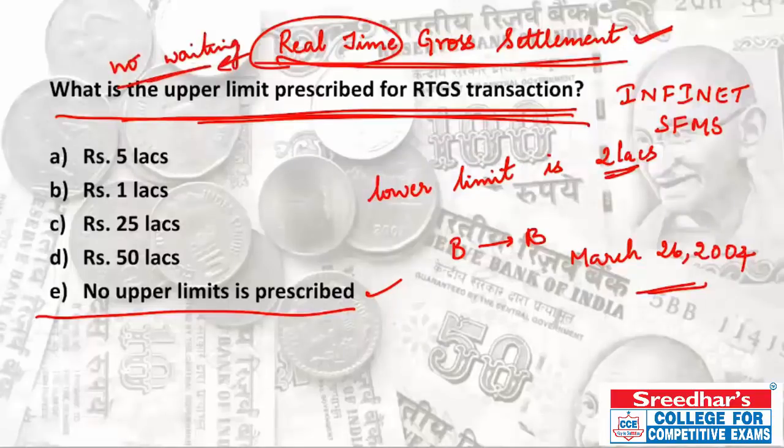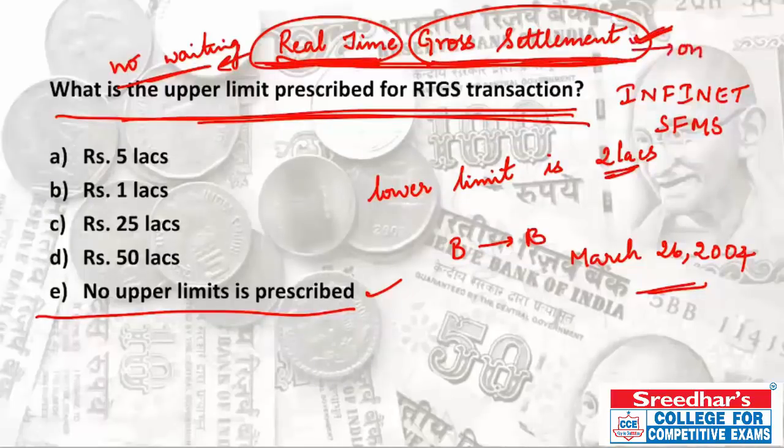What is gross settlement here? Gross settlement means the transaction is settled on a one-to-one basis. Bunching with other transactions is not observed here. Real time means then and there it will be resolved, and it will not be bunched with other transactions. It will be settled on a one-to-one basis. That we call real time gross settlement.